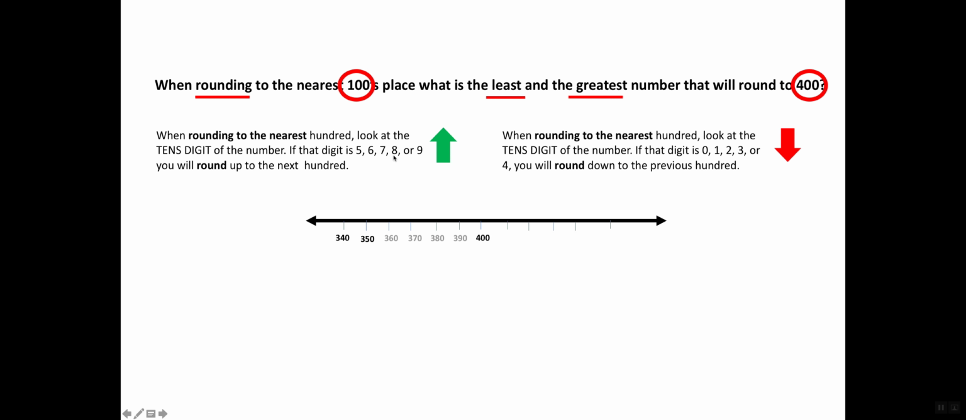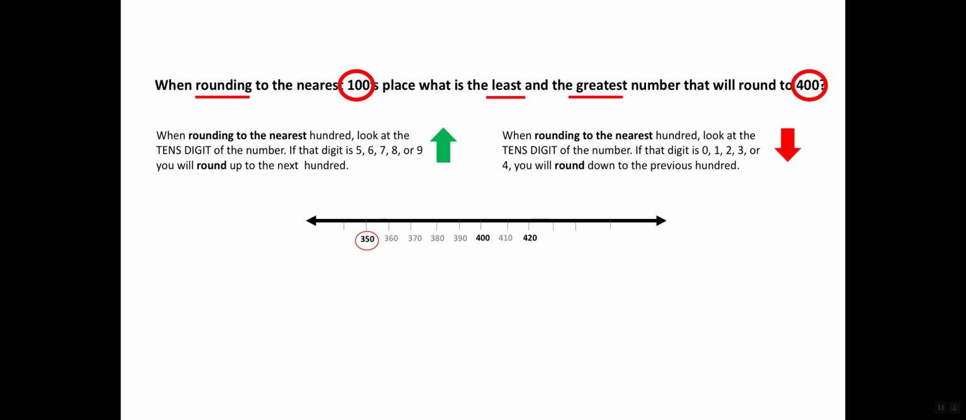340 is not one of those numbers. The 4 is not one of those numbers. So we don't use that number to round up. So the smallest number, the least number, is 350. Now let's look at the other side.